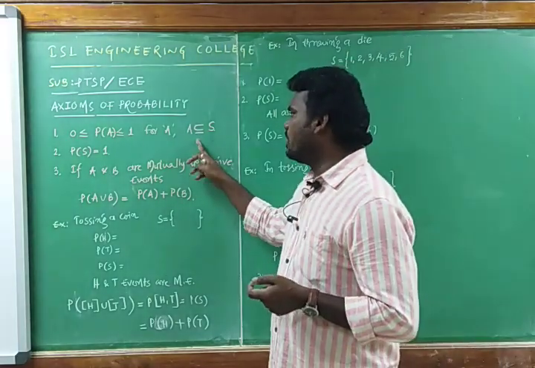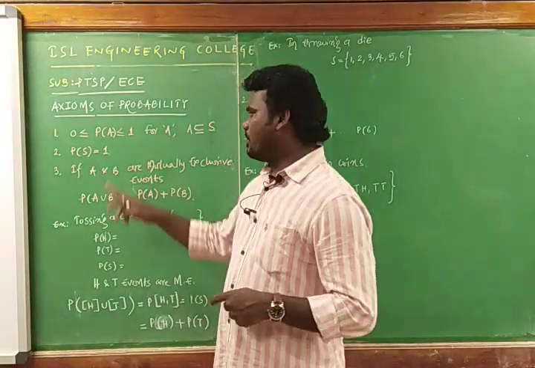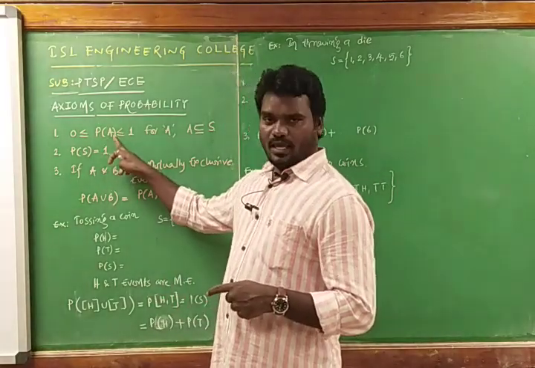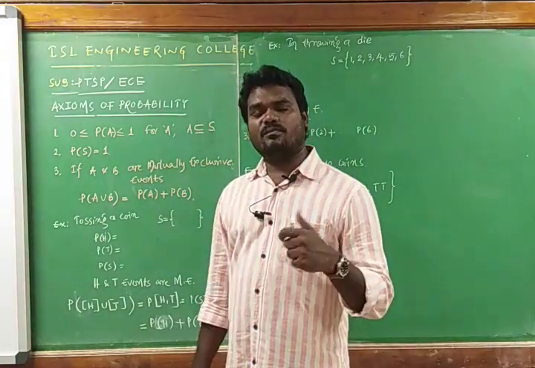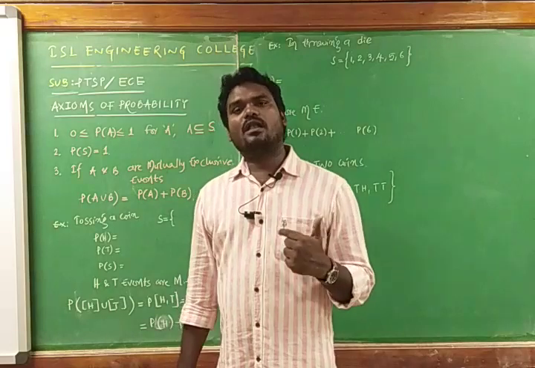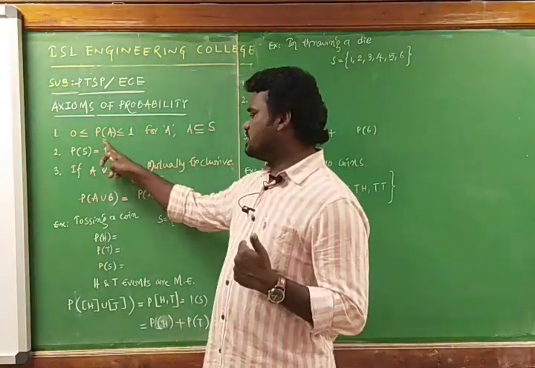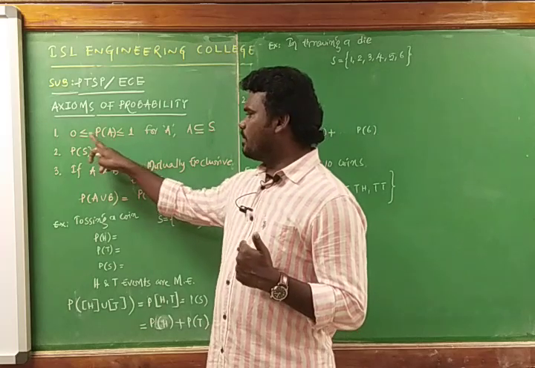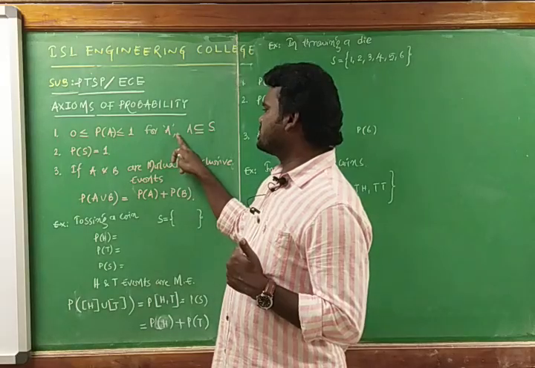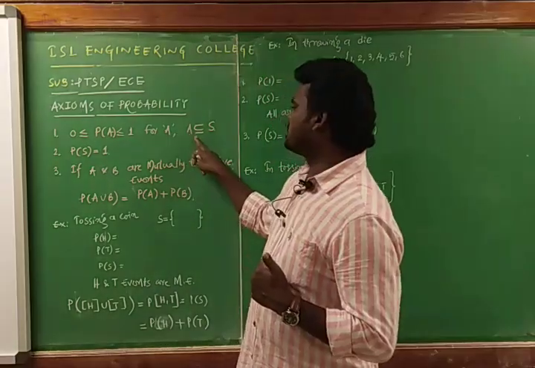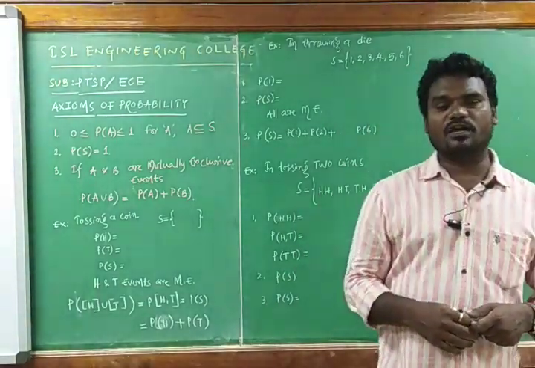This is the first axiom of probability. Probability of A, where A is an event defined in a sample space. Sample space is the total number of possible outcomes of an experiment. The probability of A must lie between 0 and 1, where A is an event. A must be a subset of the sample space. This is a valid statement.